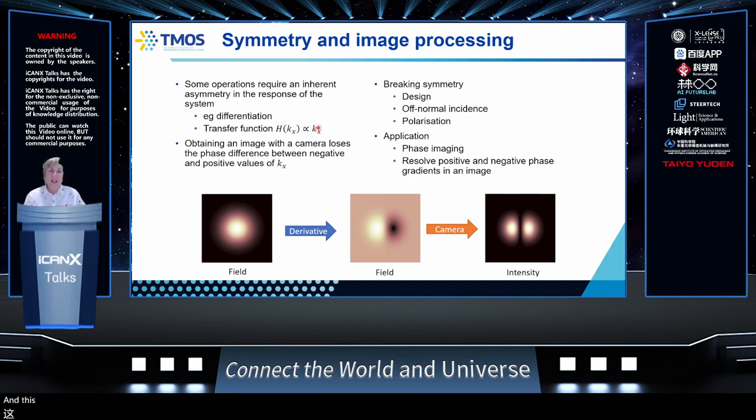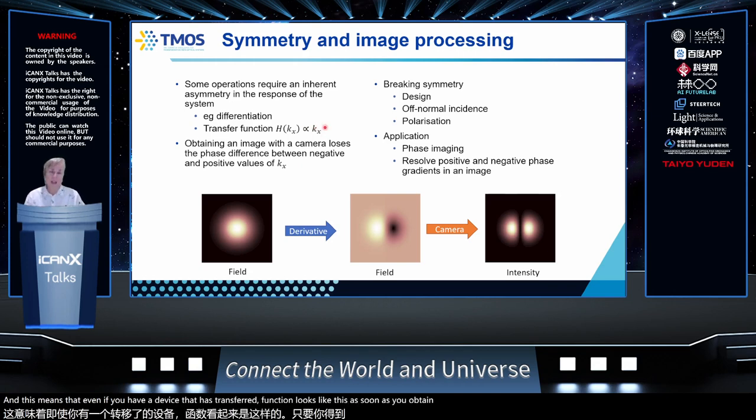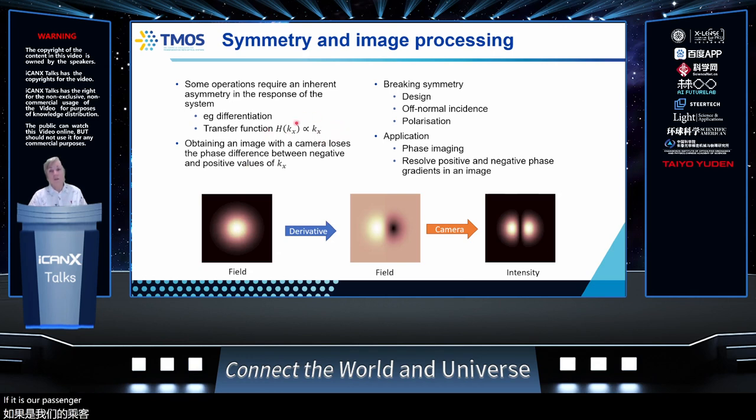And this means that even if you have a device that has a transfer function that looks like this, as soon as you obtain an image with a camera, you lose information. In fact, you lose the ability to discriminate between positive and negative values of kx, or equivalently, the ability to discriminate between where the field is increasing or decreasing. As an example, these are some images I showed you before. This is maybe an input Gaussian. If it passes through a system that has this linear transfer function, the field would look like this. But when you go and take the intensity, because you've got negative values here and positive values here, as soon as you go and take the intensity, you'd end up with something like this.